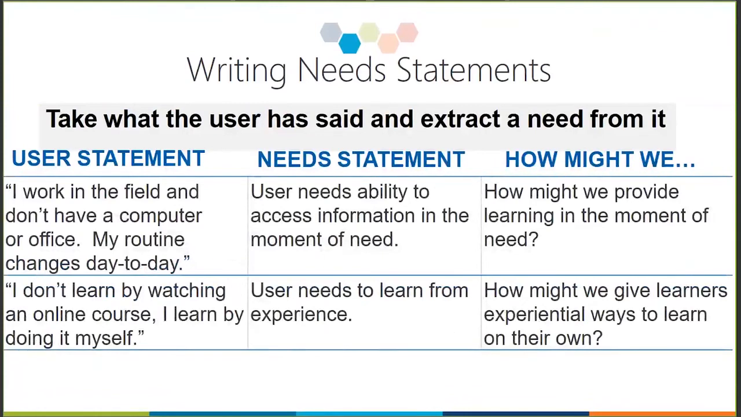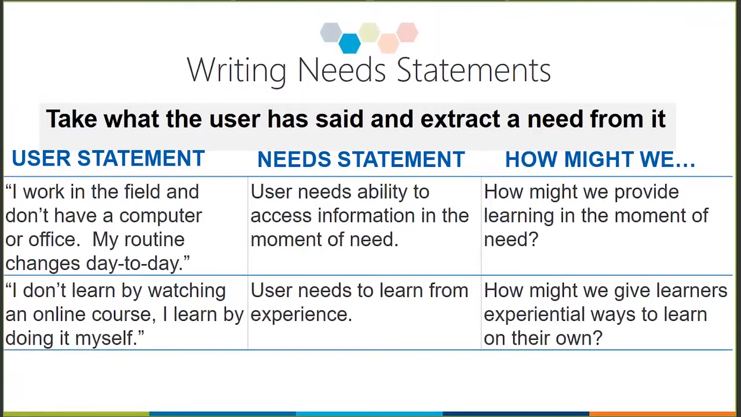An example of writing needs statements, from the user need to the actual needs statement to the how might we question. So here's an example. Let's say that you have been conducting empathy research and the user statement was, "I work in the field and I don't have a computer or office. My routine changes day to day." That's the user statement. So we can turn that into a needs statement. The user needs the ability to access information in that moment of need.